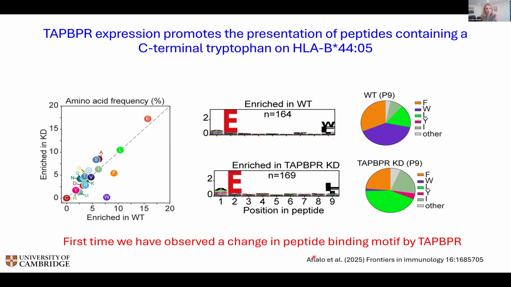And this is the first time that we've observed a change in the peptide binding motif specifically by TAPBPR. So we've previously found an expansion of the peptide repertoire in the knockout cells, but nothing of particular interest when it came to the peptide binding motif. So this was the first observation that TAPBPR could have quite a profound effect on peptide binding motifs of an MHC class 1 molecule.